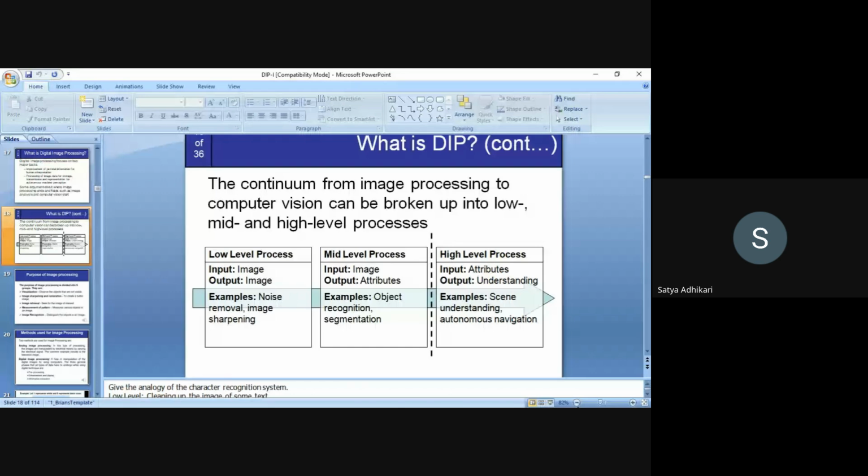Now we are not just inputting an image and getting another image, and we do not need only noise removal or image sharpening. So it is also important to know what your project needs, what the requirement is. If your only requirement is noise removal, you can use a low level process. Or if you need more important information, you will use a middle level or high level process.